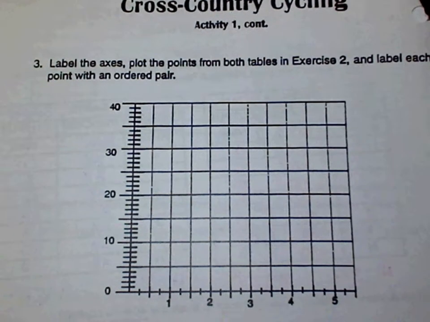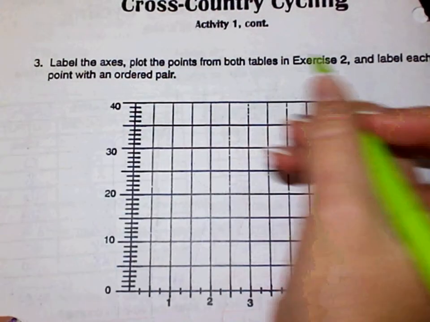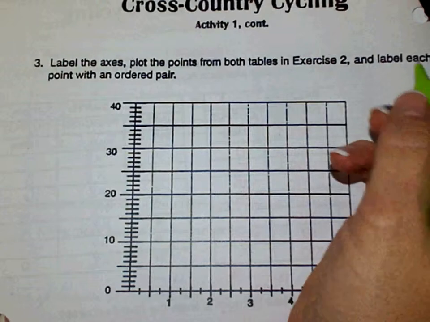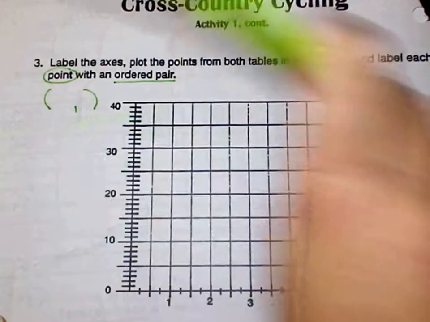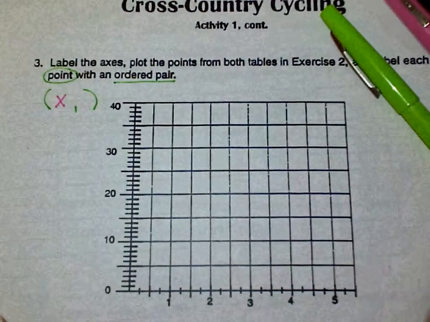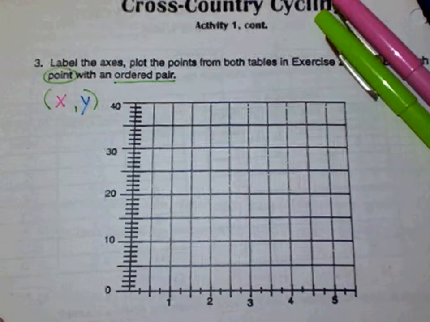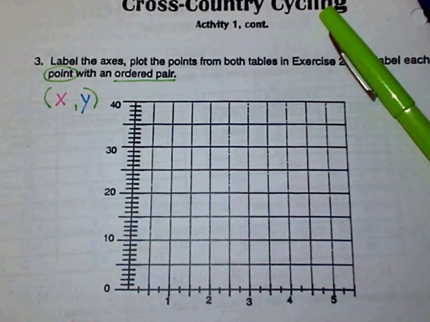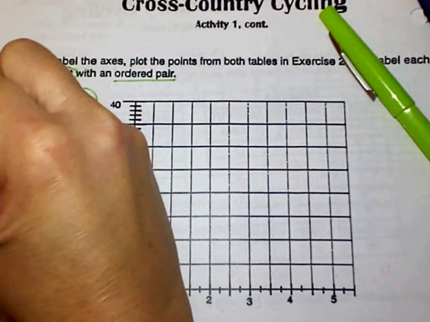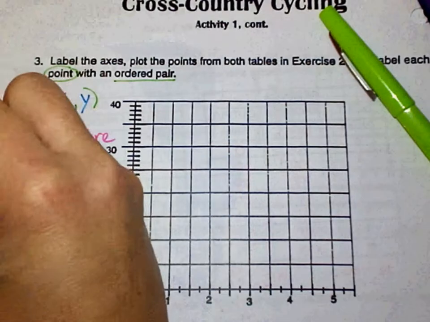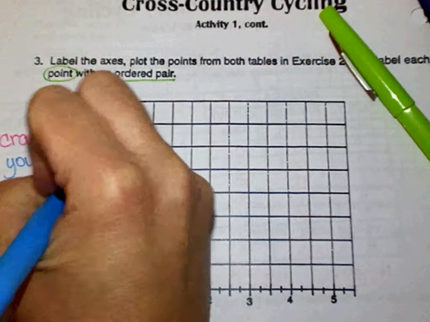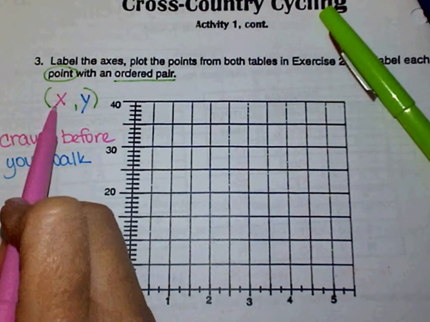This should look familiar to you from last year with coordinate pairs. It says label the axis, plot the points from both tables, and label each point with an ordered pair. So when they say point and ordered pair, what we're looking at is X and Y. You all probably have a saying to remember which one is first. We used last year, crawl before you walk.